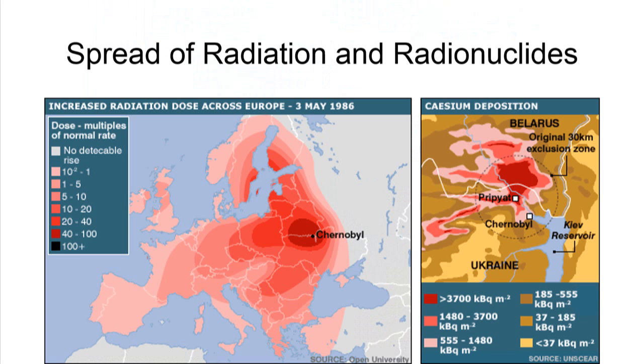Here's just a couple maps that show the spread of radiation and radionuclides in Europe and specifically Ukraine and Belarus for cesium deposits.